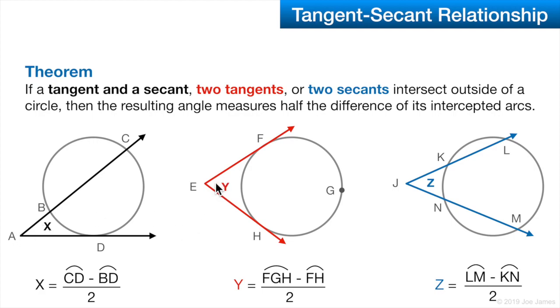And the same thing here. If we want to find angle y or angle E, y is equal to the difference of, look, this long arc minus this short arc, FH, divided by 2. And same thing here. The intercepted arcs are LM minus this short one, KN. First we subtract, then we divide by 2, and that gives us the measure of angle Z here.